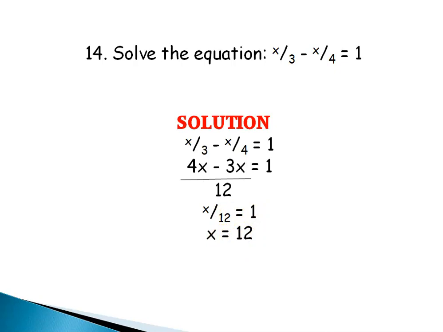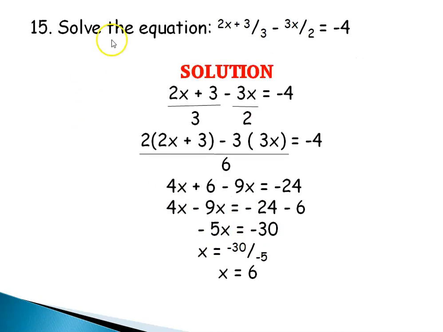Is that taken? Good. The next question, solve the equation (2x + 3) divided by 3 minus 3x over 2 is equals to minus 4. So for this, I would find the LCM of 3 and 2. LCM of 3 and 2 is 6. 3 in 6 is 2. So I have 2 times (2x + 3) in bracket, and then 2 in 6 is 3. I have 3 times bracket 3x is equals to minus 4.